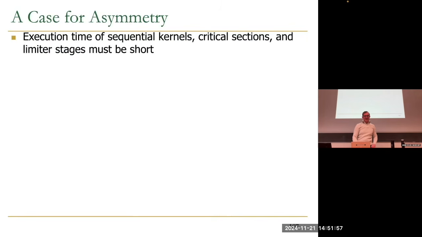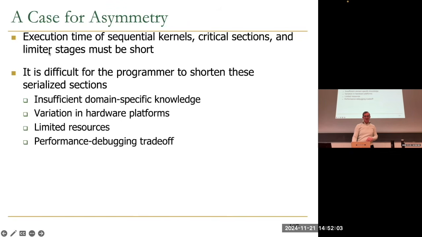So basically, the case for asymmetry is that the execution time of sequential parts, critical sections, which we're going to focus on, and limiter stages must be short. And when we were doing some of this work, some of the comments that we received were, this is the programmer's responsibility. Right? Programmers should do this. But it's very difficult for the programmer to do all of this, actually. First of all, programming is difficult. And then getting the programs correct is difficult.